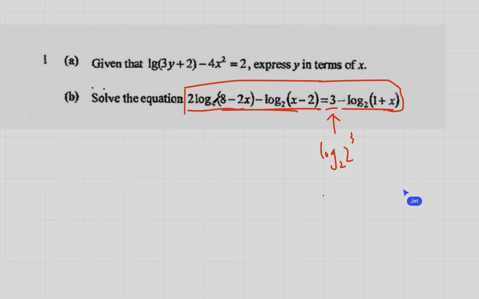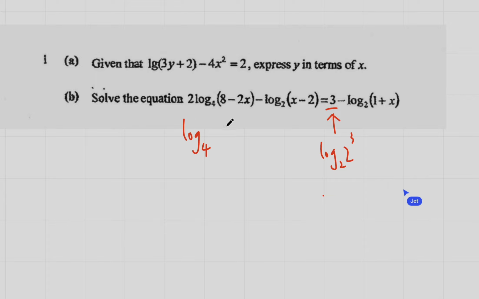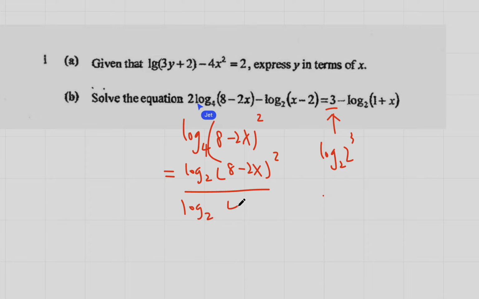And you can actually get your log 4 here. Can you see log 4 here? You can also get the log 4 into log 2. Then after that, you standardize every term into log 2. Over here, you can do a bit of transformation. The 2 you can bring up to become the power. Then you change this to log 2. So this is log 4, but you can change it to log 2 by doing log 2 of 8 minus 2x to the power of 2, then log 2 4.